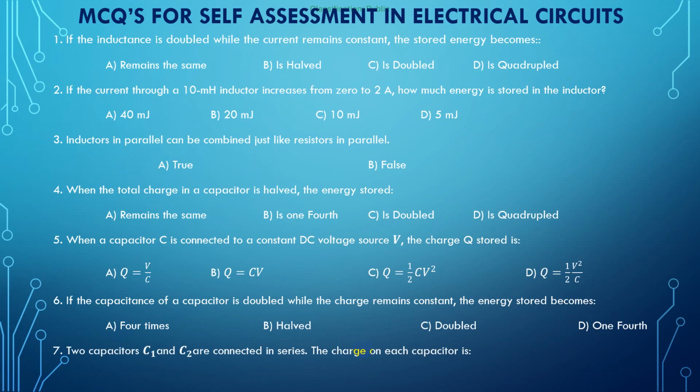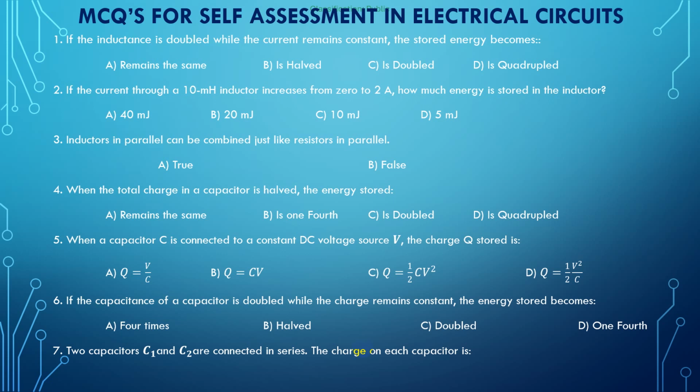Two capacitors C1 and C2 are connected in series. The charge on each capacitor is... this is very important, which is not there in the formulas. When resistors are in series, which one is divided, voltage or current? Current is the same, voltage is dividing. I told you it is opposite in capacitance. So if the two capacitors C1 and C2 are connected in series, the charge on each capacitor will be the same, because in series, voltage will divide, right?